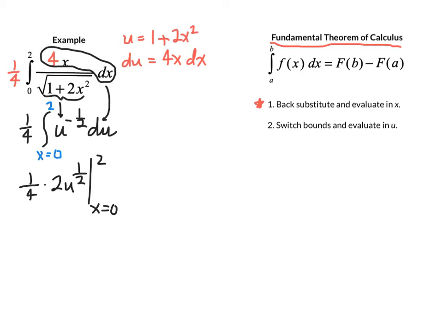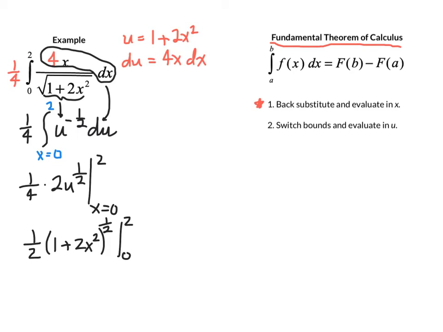So in this first option, what we're going to do is to back substitute, just like we did with indefinite integrals, and get the antiderivative in x. So if we do that, it gives us 1/2 times the quantity 1 plus 2x squared to the 1/2. Now I have an antiderivative in x, and I have bounds in x. So I can apply the fundamental theorem and evaluate this thing.